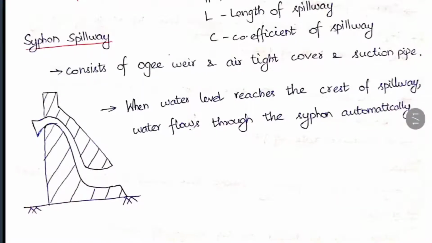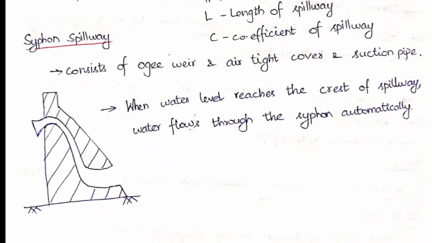And the next is the siphon spillway. A siphon spillway is just another modified version of the spillway. Here you can see the diagram. A curved shape spillway is provided, but it is in a closed container, like a closed form.